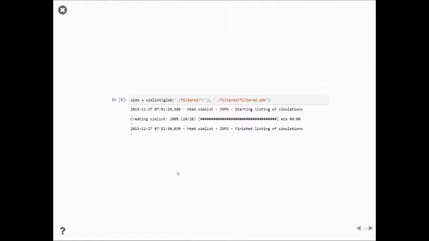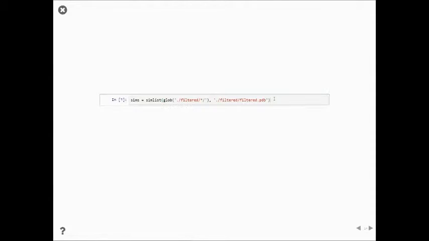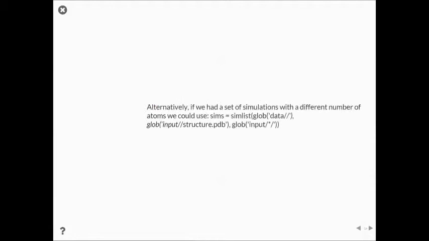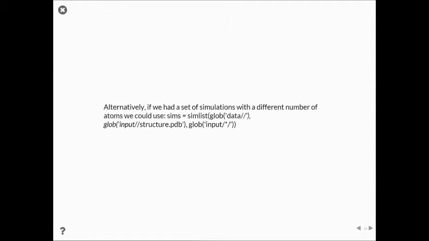Well, first we need to make a list of the trajectories that we have in our folder. Every simulation list needs to be related to a PDB. In this case, because we filtered all the trajectories previously, they are all related to the same PDB file. Okay, and now we have many trajectories with different numbers of atoms, so we use this command.